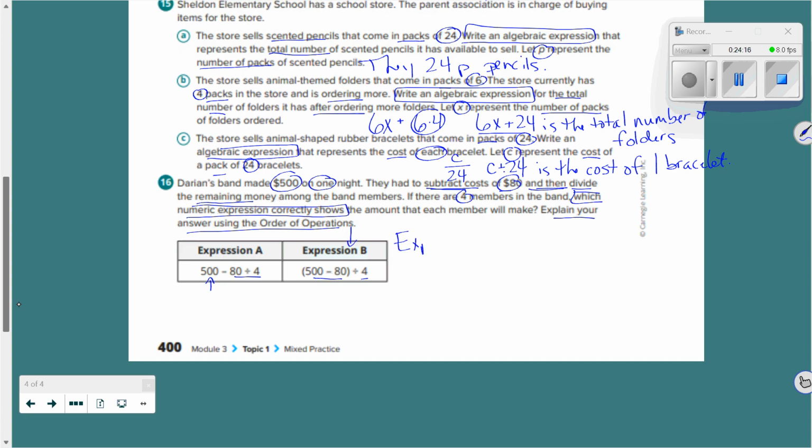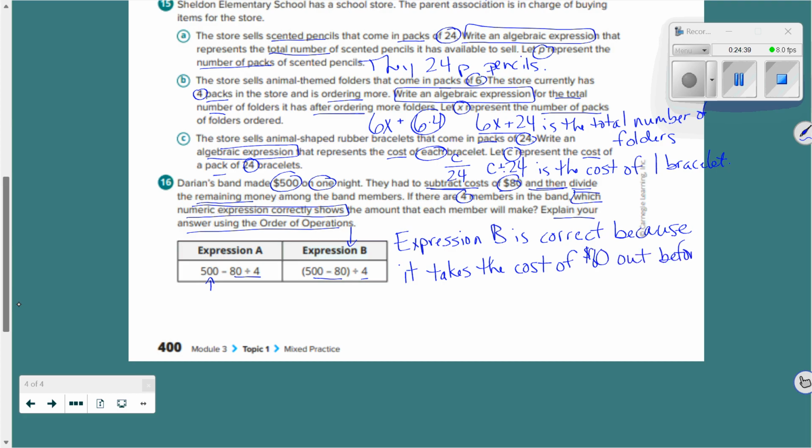So expression B is correct because it takes the cost of $80 out before dividing the rest by 4.